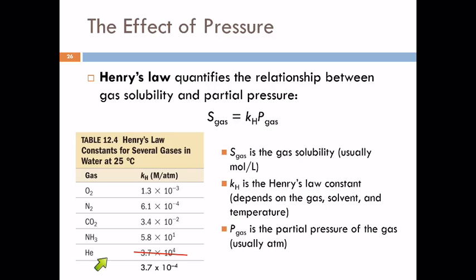I think this is from the second edition of the book, so they may have fixed this typo. It shouldn't be 10 to the fourth, it's 10 to the minus 4. But here are Henry's law constants for several gases dissolved in water at room temperature. And these are in molarity per atmosphere. So when you multiply this by atmospheres, the unit of solubility is moles per liter.